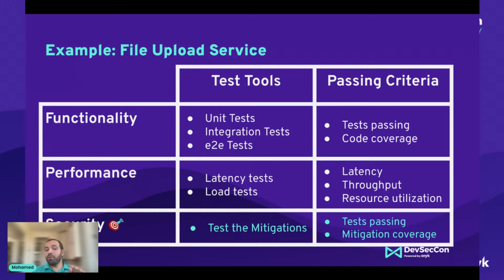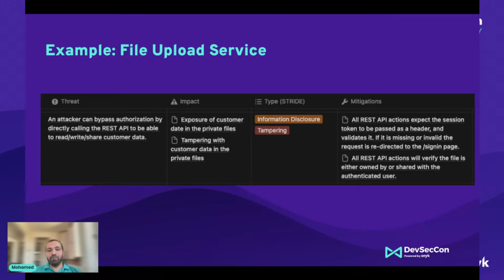And now let's see how this works. So let's say we went through phase 1. We have identified the threats and the mitigations. So now let's take some of these threats and mitigations and see how we can create tests for these mitigations. So let's start with one of the most common ones.